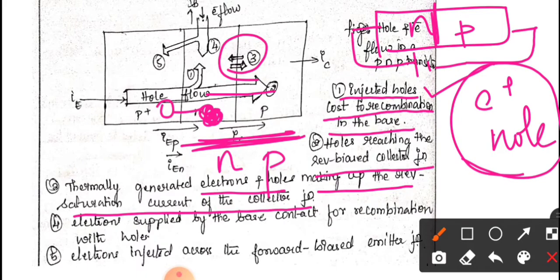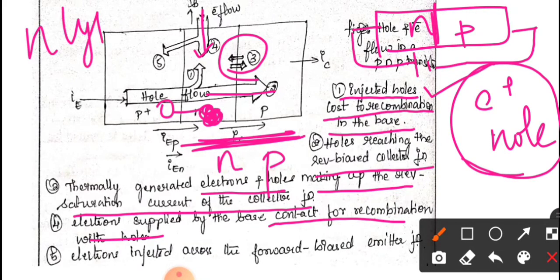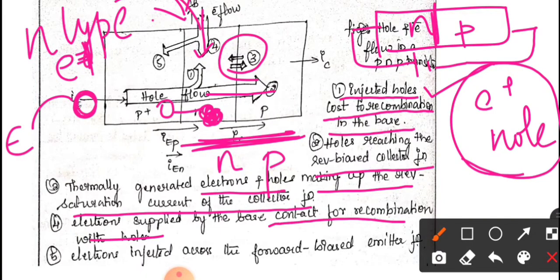Okay, next, the fourth component is this one. What is the fourth component? The electrons supplied by the base contact for recombination with holes. Here the base is N-type material. From the emitter, holes will be moving to the base, and electrons are present in this N-type material. That electron is supplied by the external circuit. The PN junction is forward biased, so here P is positive and N is connected to negative. Due to that, electrons are supplied by the base contact for recombination with the holes. That is the fourth component.